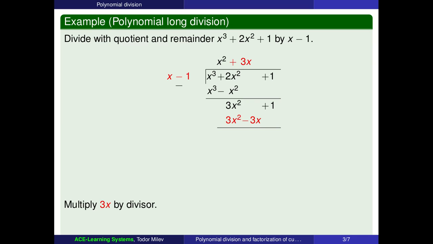Next, we subtract 3x squared minus 3x from the intermediate dividend 3x squared plus 1. Notice that we have two minuses at play, a minus here and a minus there. So the result of our subtraction is, I'm sure you guessed it correctly, 3x plus 1. Once again, minus with minus gives me plus.